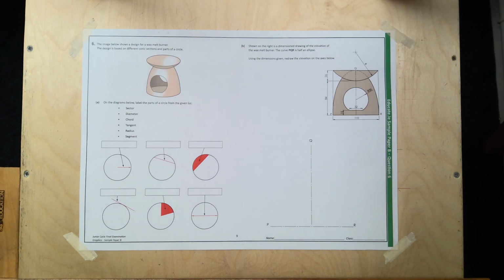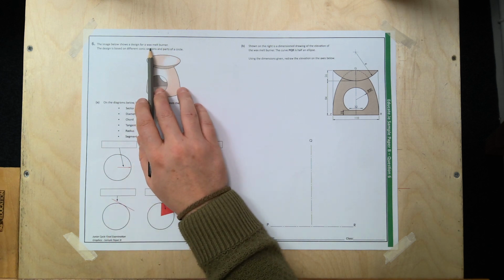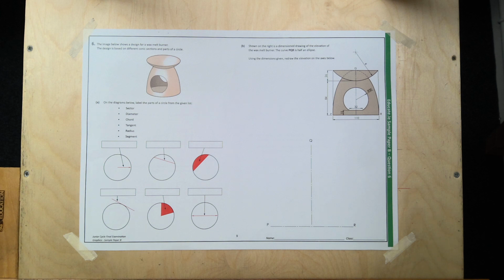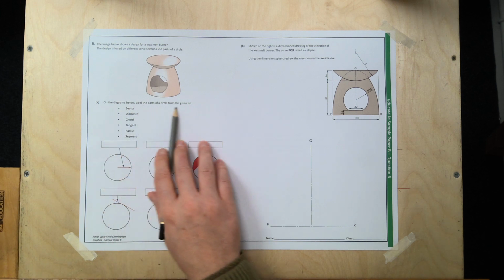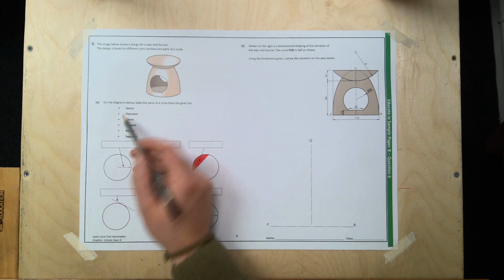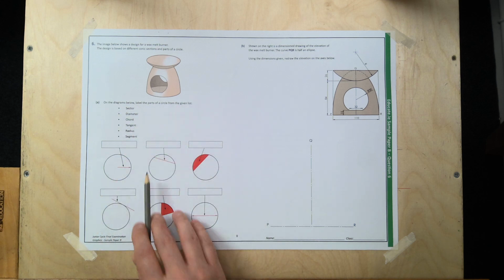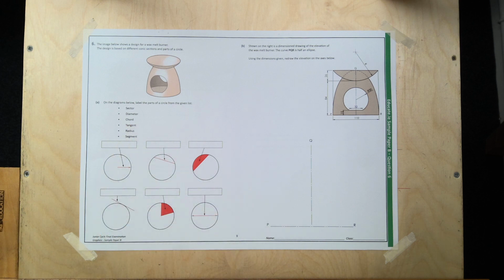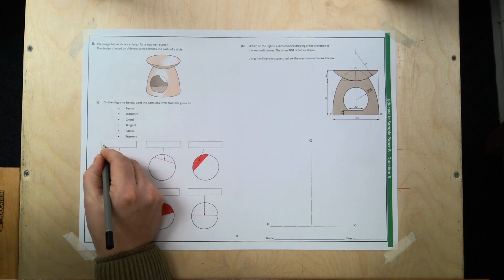There we go. Okay, so we have here the image below shows a wax melt burner. Design is based on different conic sections and parts of a circle. Alright. On the diagram below, label the parts of the circle from the given list. So we have the list of names, and then we have the list of images, and we have to link the names with the images. Alright. First one should be very straightforward, lads.